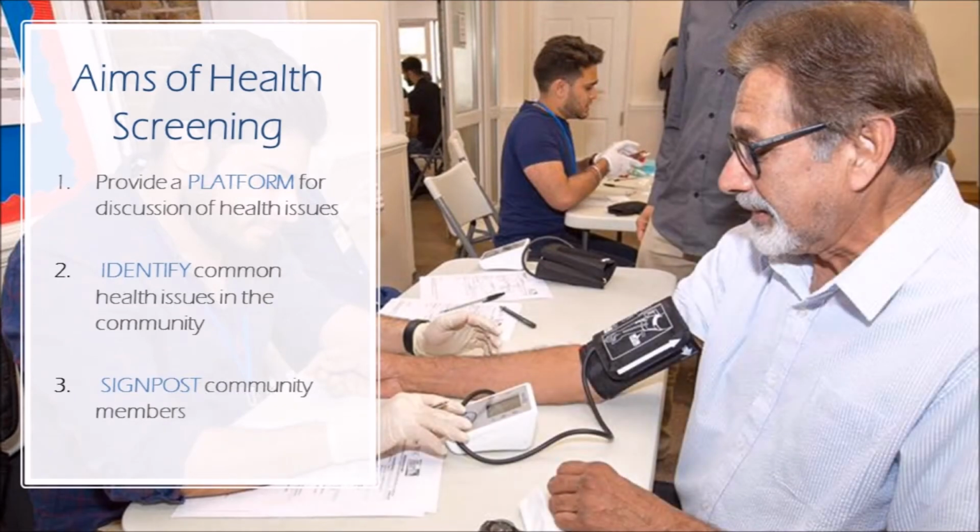Aims of health screening. The health screening event has three main aims. 1. To provide a platform for discussion of health issues. 2. To identify common health issues in the community. And 3. To signpost community members to further healthcare resources depending on individual needs identified at one or more of the screening stations. To summarise, health screening is intended as a springboard to identify and address both individual and community health problems.